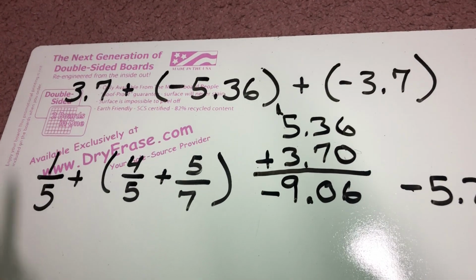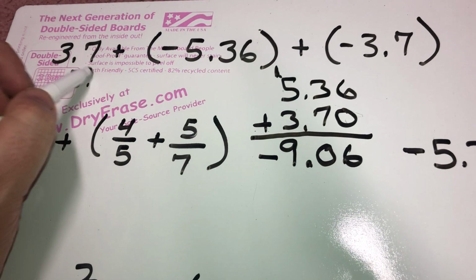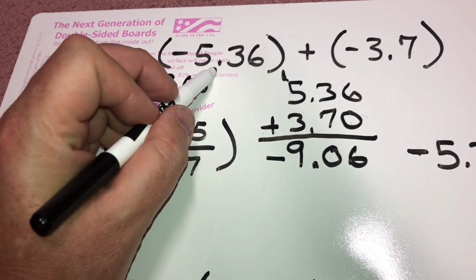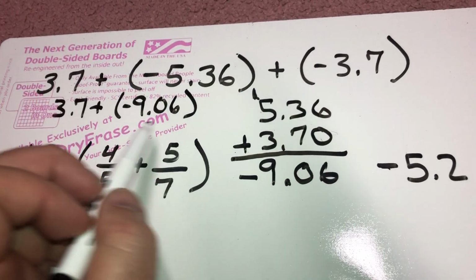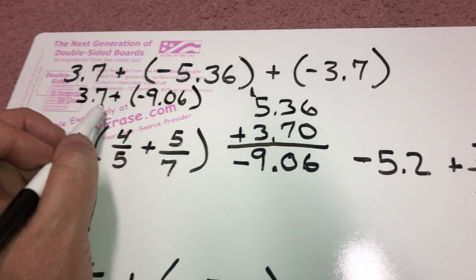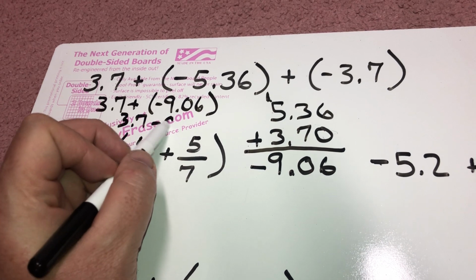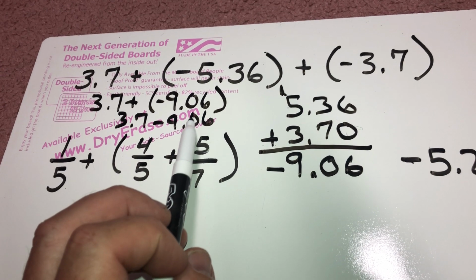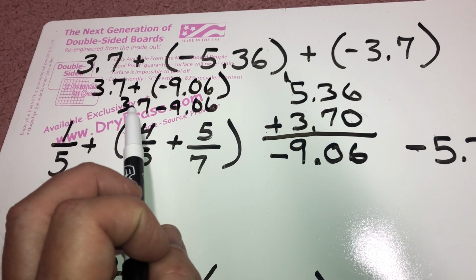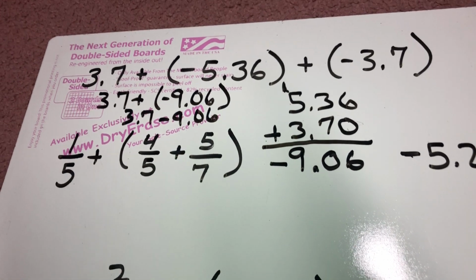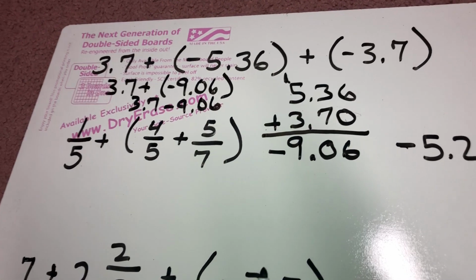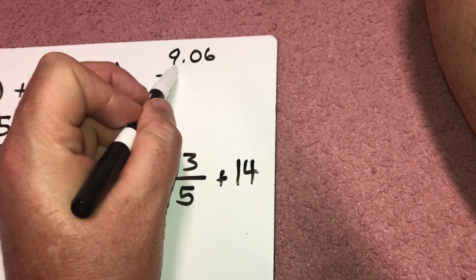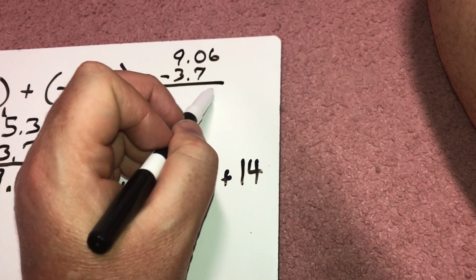So now that leaves me with 3 and 7/10 plus a negative 9 and 6 hundredths. Now remember, when I'm adding a negative, it's just like I'm subtracting. So it's like 3 and 7/10 minus 9 and 6 hundredths. And I can think of this as 9 and 6 hundredths minus 3 and 7/10. But I just have to put a negative answer in front of it. So I'm going to come over here. 9 and 6 hundredths minus 3 and 7/10.